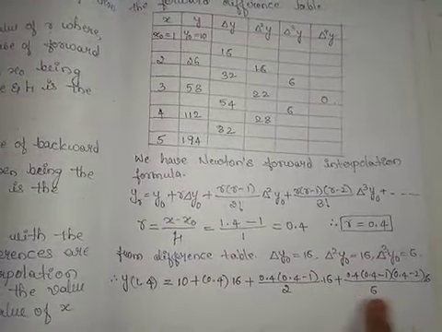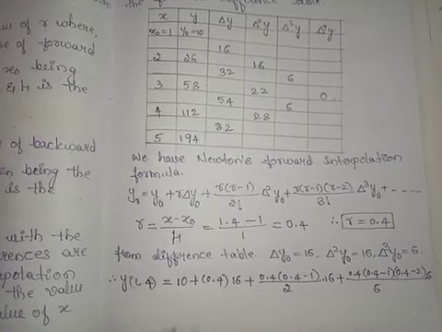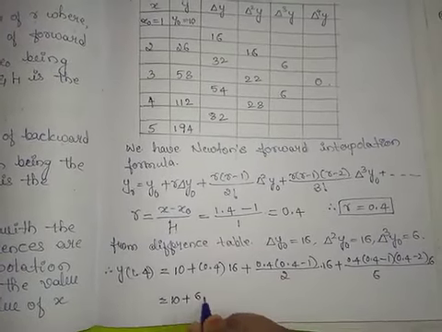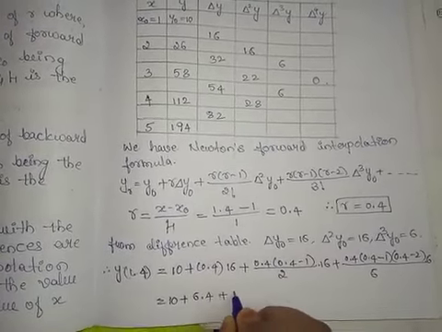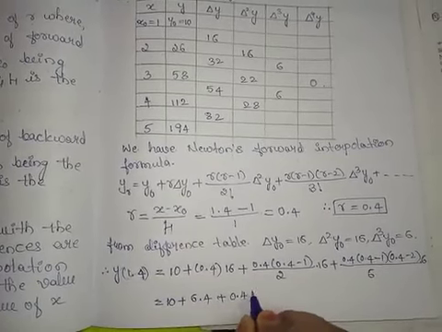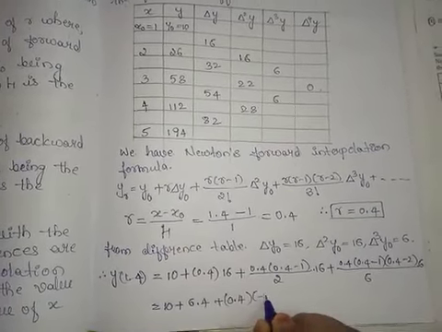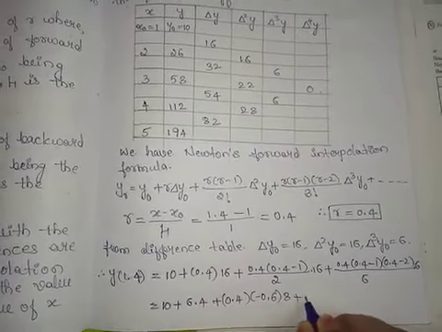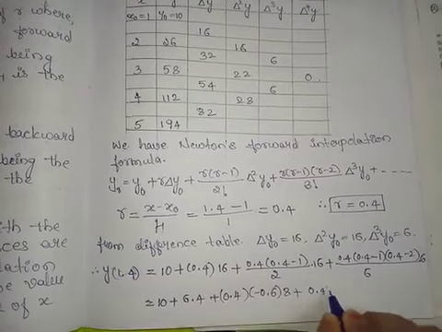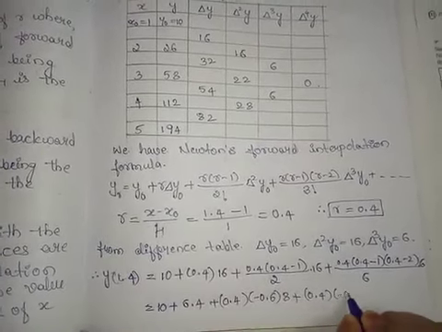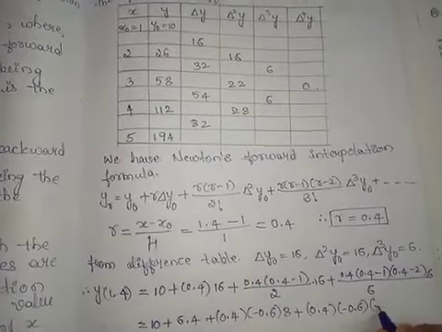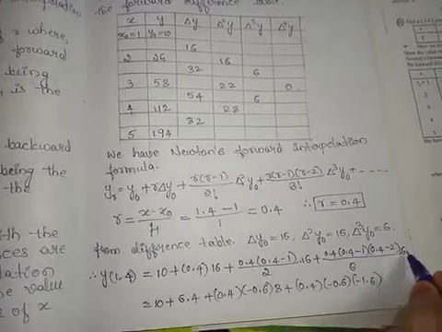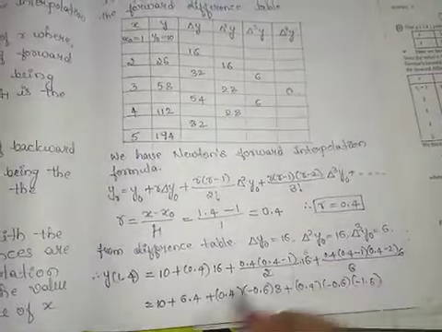Now calculate all these values. You will get 10 plus 6.4 plus 0.4 into minus 0.6 into 16 by 2, which is 8, plus 0.4 into minus 0.6 into minus 1.6. Here the 6 gets cancelled. Here 2 ones are 2, and 2 eights are 16.